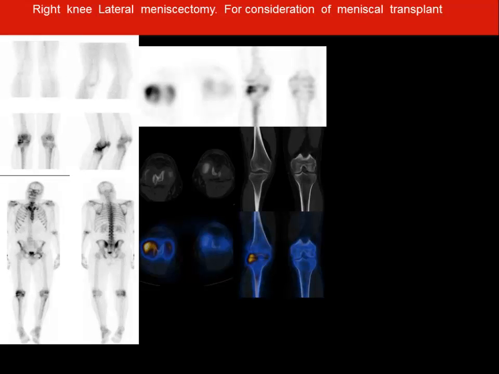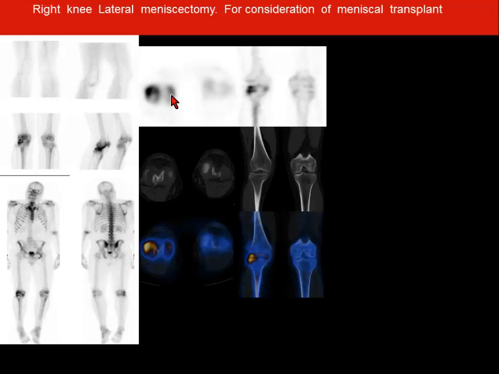That's another patient who had a lateral meniscectomy for consideration of meniscal transplant. So the physician or the orthopedic surgeon wants to know whether there is increased metabolic activity in that area. All knees look the same. If you just keep watching all the scans I show on the whole body, it looks unremarkable. Everything looks quite straightforward.